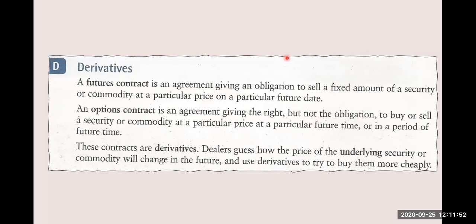Mariuxi, please. These contracts are derivatives. Discuss how the price of the underlying security or commodity will change in the future, and use derivatives to try to buy them more cheaply. Very good. Okay, so this is a key word here.